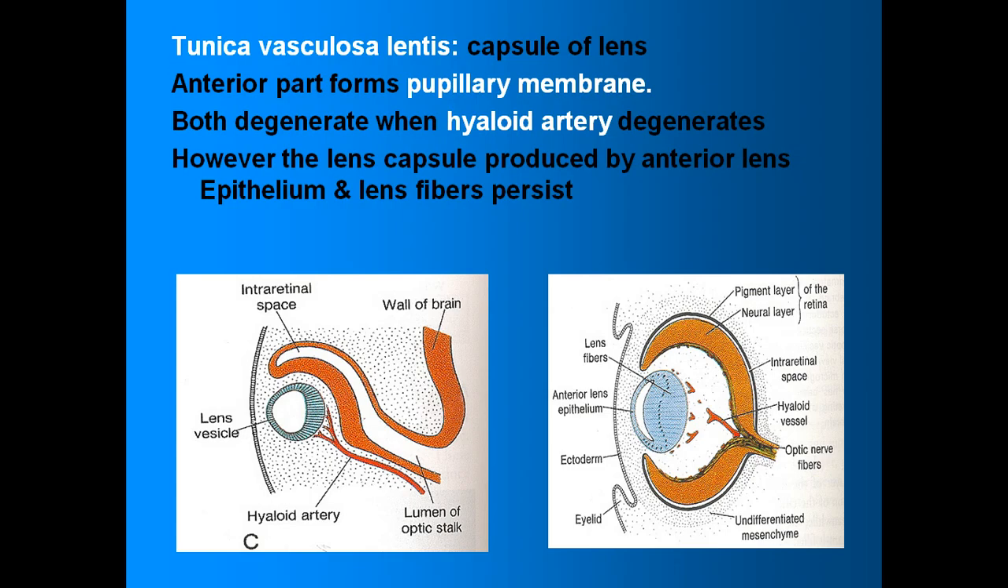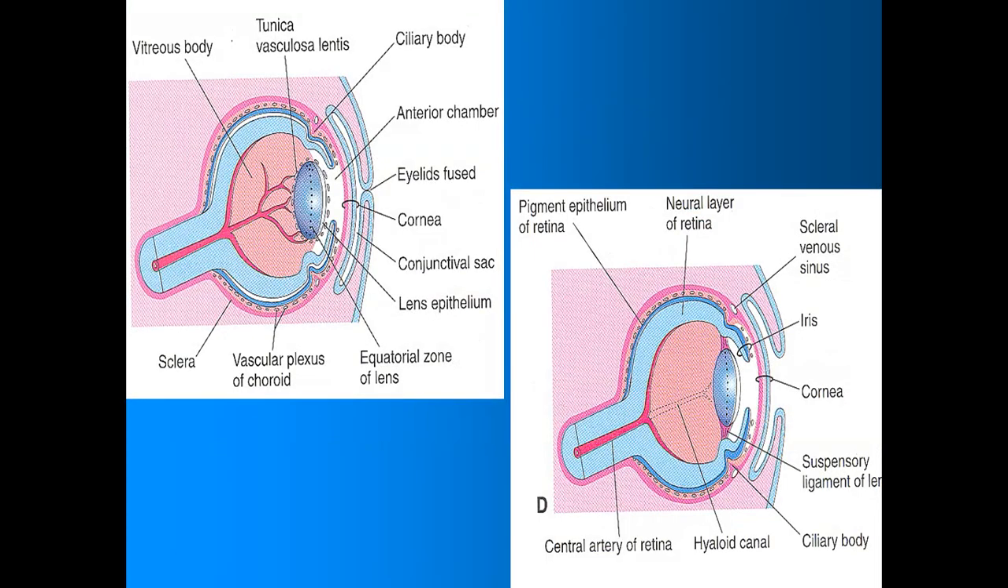If it doesn't disappear, you remember, persistent pupillary membrane. That will happen. If you are able to remember, in the initial part I showed you one persistent pupillary membrane. Normally it is there in the initial part, and subsequently when the hyaloid artery disappears, the pupillary membrane also should disappear. If it doesn't disappear, that results in a condition called persistent pupillary membrane that will inhibit or hinder vision. So that is shown here.